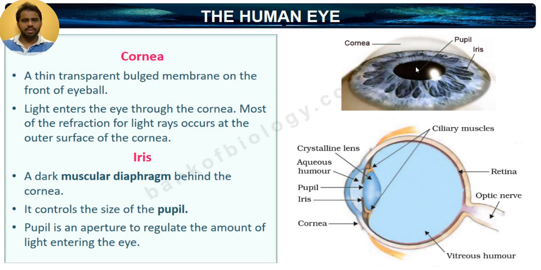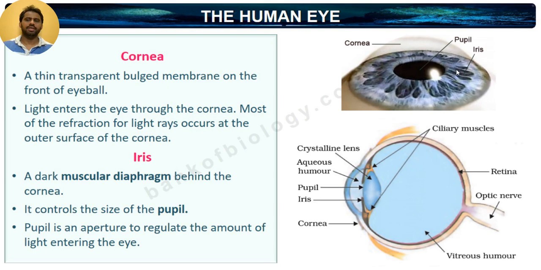Then we have a pupil. Light enters the eye through the cornea. Most of the refraction for light rays occurs at the outer surface of the cornea. Then we have the iris. Iris is a dark muscular diaphragm just behind the cornea. It controls the size of the pupil.